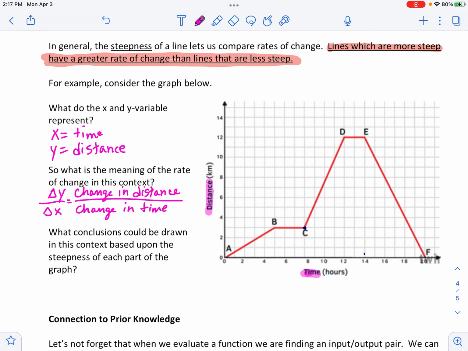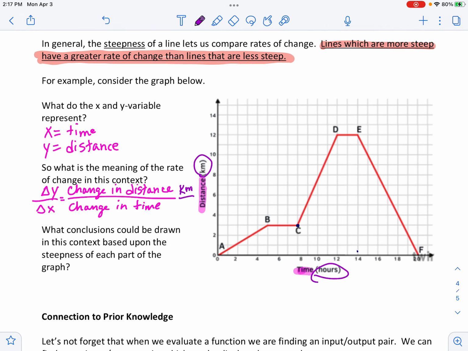All right, let's look at some units. What is the unit of the y? The unit of the y is kilometers. And the unit of the x would be hours. And so our rate of change would be kilometers per hour. Well, what can be measured in kilometers per hour? Speed. So the rate of change, or the slope, is the speed of an object.